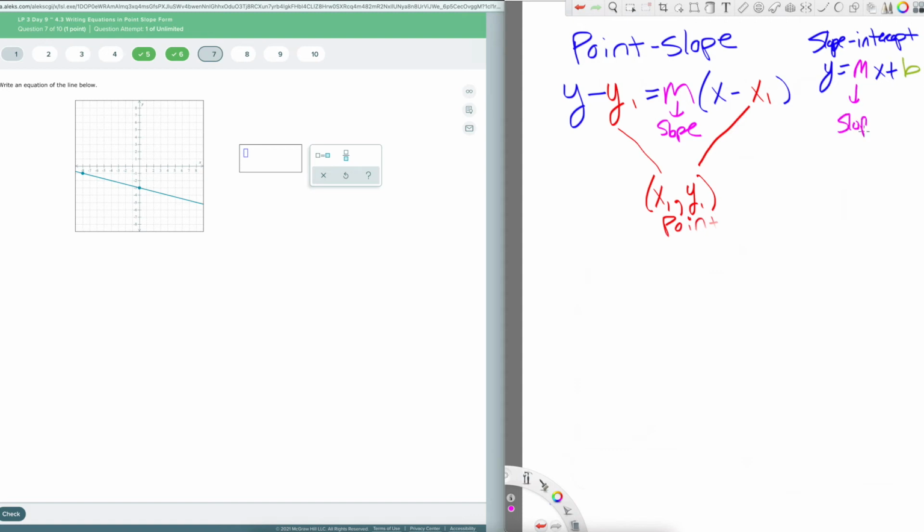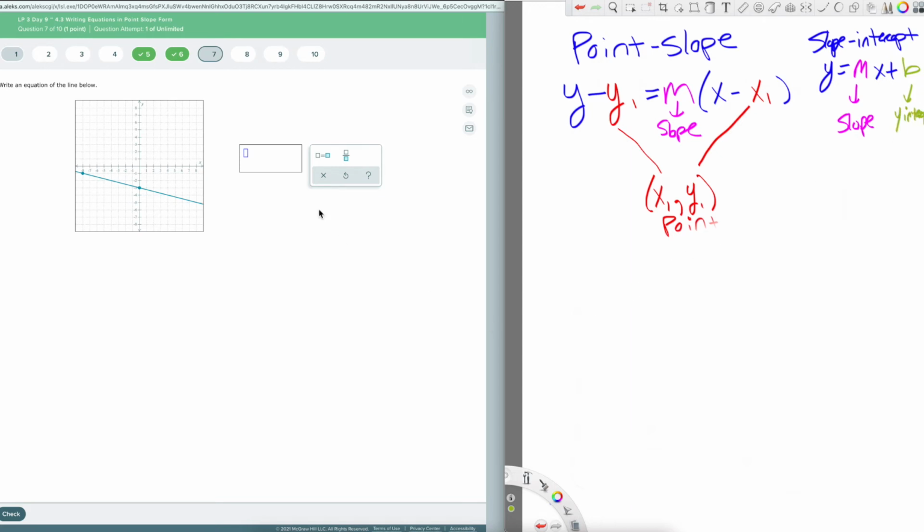Remember, it's just the rise over run. It's the change in y over the change in x. That's all slope means: how far up or down did I go to get to the next point, and how far right or left did I go to get to the next point? And then this is the y-intercept. All right, so we have our 2 pieces out here. We just need to decide which one's the best one.